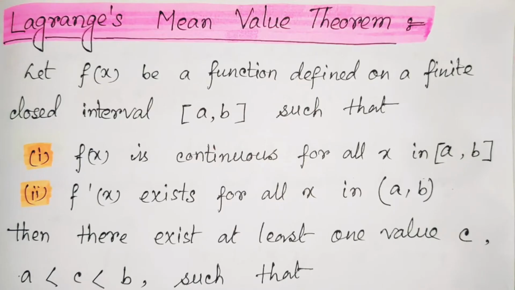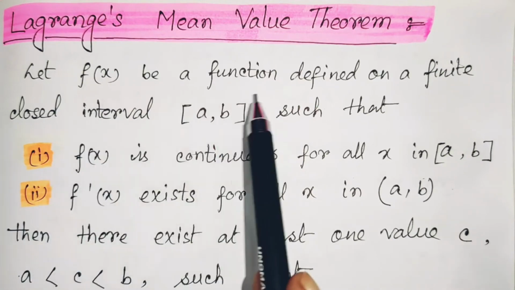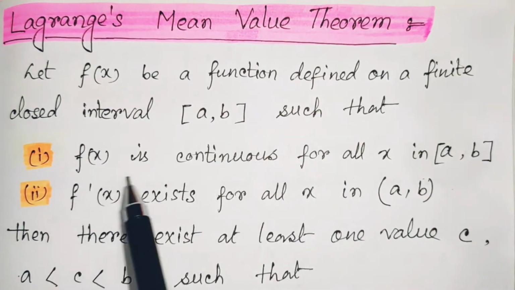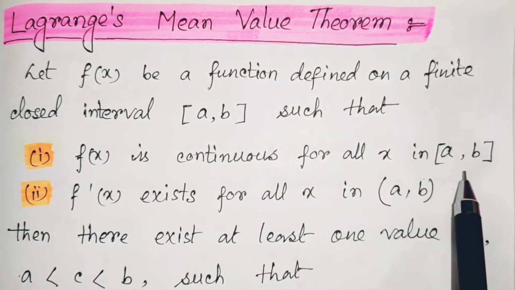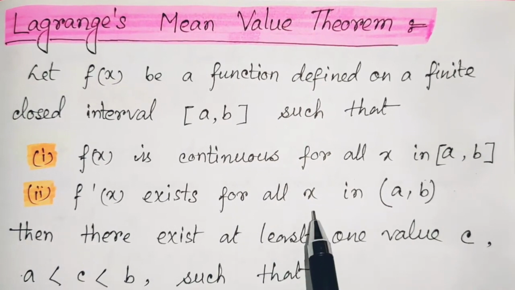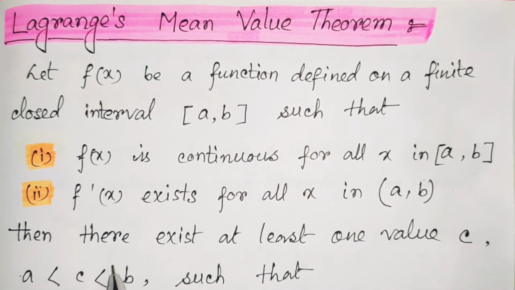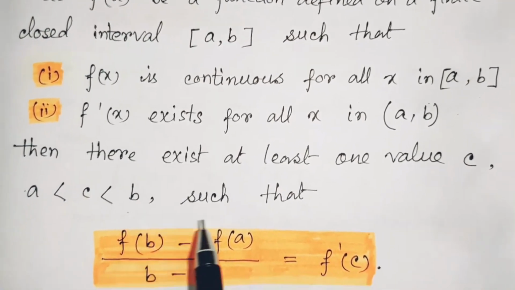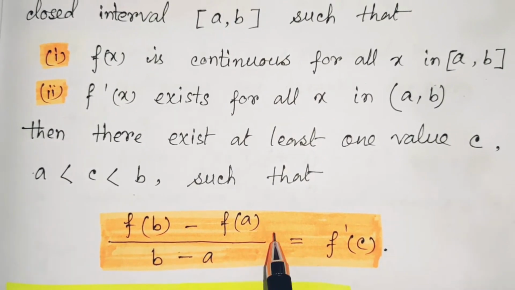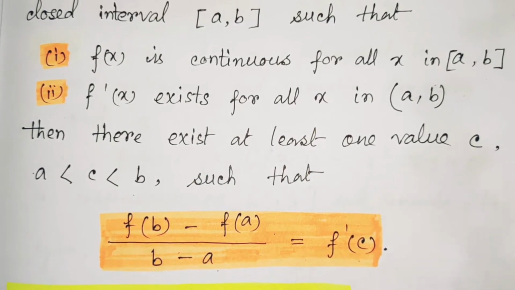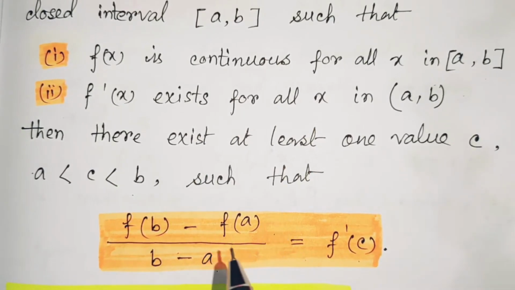So what is the statement at first? Let us see. If the function f(x) is defined on a closed interval [a, b] in such a manner that f(x) is continuous for all x in the closed interval [a, b], and the derivative of the function exists for all x in the open interval (a, b), then there exists at least one value c between a and b such that (f(b) - f(a))/(b - a) = f'(c). Just compare with Rolle's theorem, you will find that the condition f(a) = f(b) is absent here.